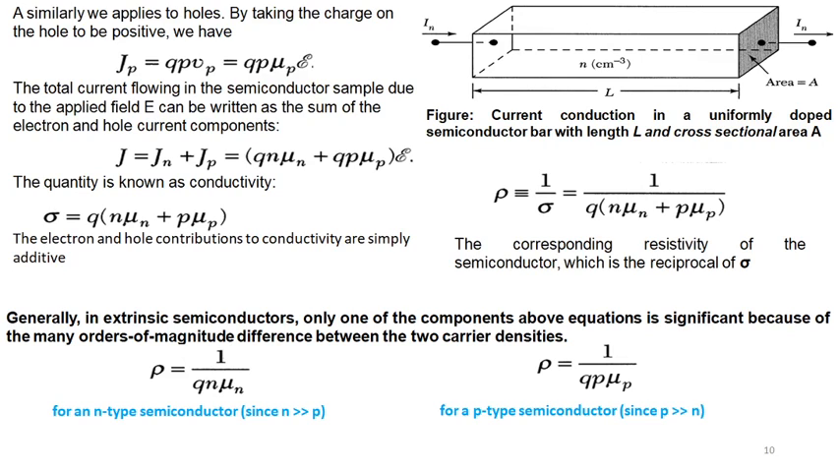This is the case of an intrinsic semiconductor, but in an extrinsic semiconductor only one of the components is important. If we have an n-type semiconductor, the majority charge carriers are the electrons and the minority charge carriers are the holes. That's why resistivity rho is equal to 1 upon q n mu n, where mu n is the mobility due to electrons. In a p-type semiconductor, the majority charge carriers are the holes and the minority charge carriers are the electrons. That's why we write rho equals 1 upon q p mu p.